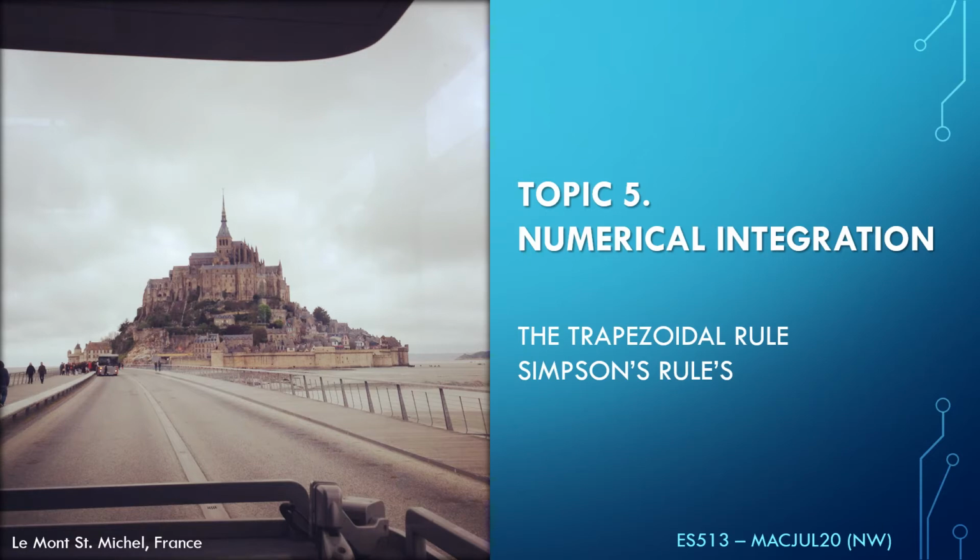Okay, so we meet again for our new topic in CES513, which is numerical integrations. For this topic, basically we have two subtopics: the trapezoidal rule and Simpson's rules. For the Simpson's rules, we have two methods: one is the Simpson's 1/3 rule and the other one is Simpson's 3/8 rule.